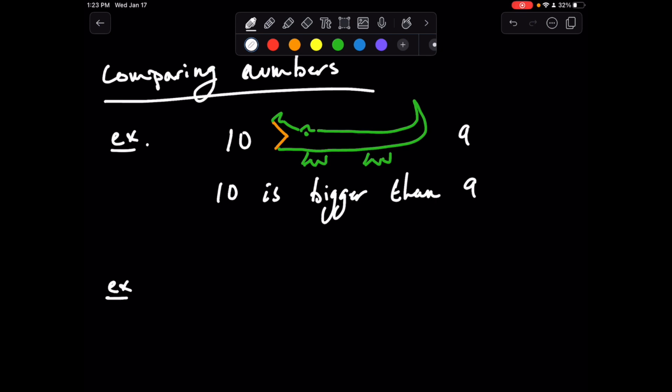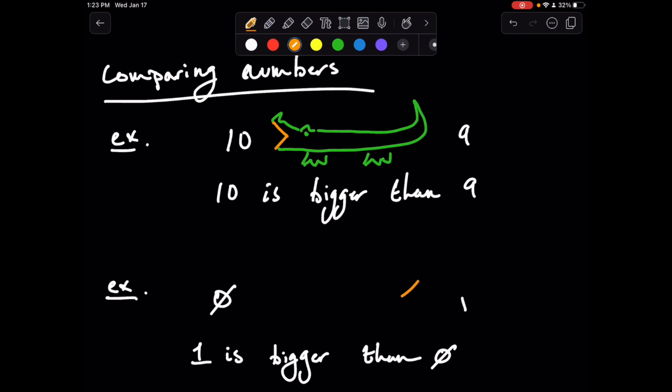Let's take a look at another example. Let's compare the numbers 0 and 1. And again, we ask ourselves, which number is bigger? And we know that 1 is bigger than 0. So if 1 is bigger than 0, then our alligator is going to open up its mouth to eat the bigger number. And we get an inequality that looks like this, with the gator and its feet and its eye. And that's all there really is to it. So, voila, we know how to use our inequalities.